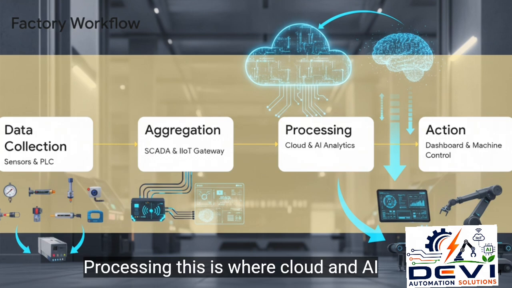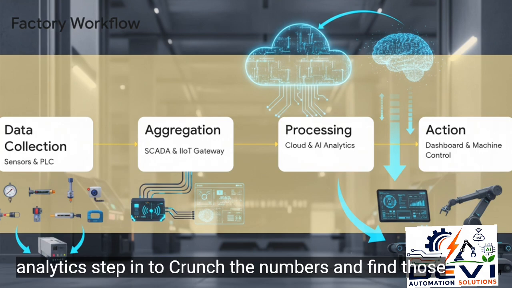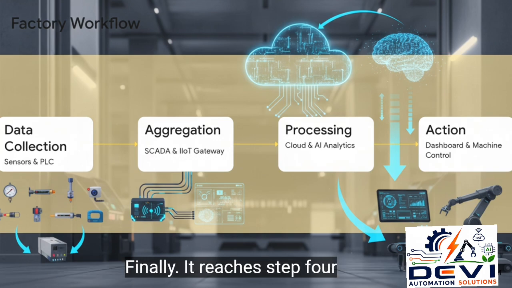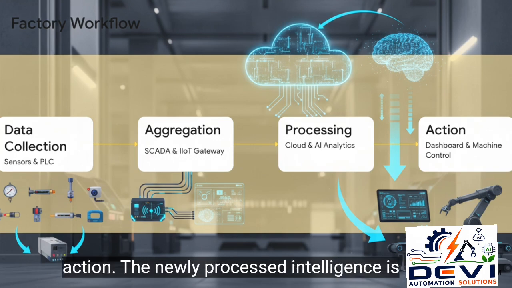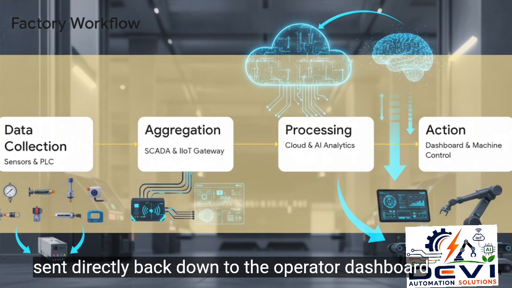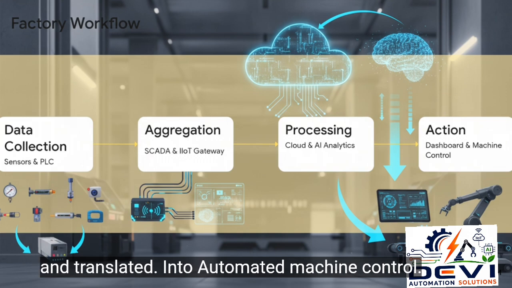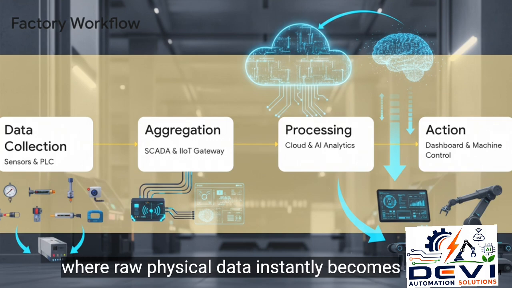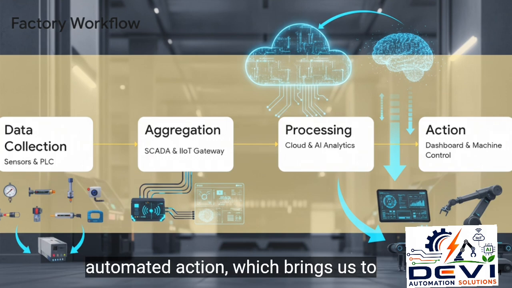This is where cloud and AI analytics step in to crunch the numbers and find those hidden patterns and operational efficiencies. Finally, it reaches Step 4, action. The newly processed intelligence is sent directly back down to the operator dashboard and translated into automated machine control. It's just this continuous, beautiful loop where raw physical data instantly becomes automated action.